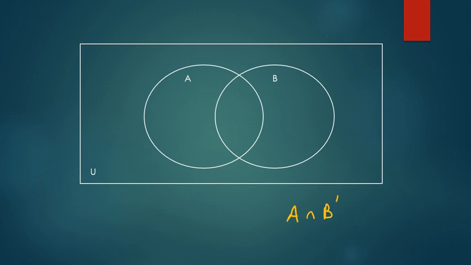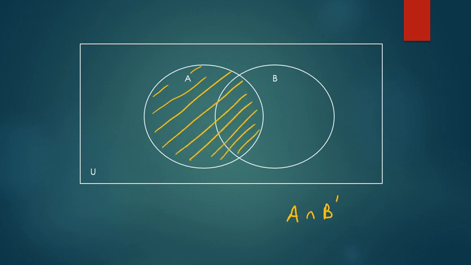So the first thing is just A. So everything that's in the circle for A, that'd be this thing right here, I'm just going to highlight with some diagonal lines here going this way. And you can shade it in however you want. There's no one particular right way that you have to shade it.